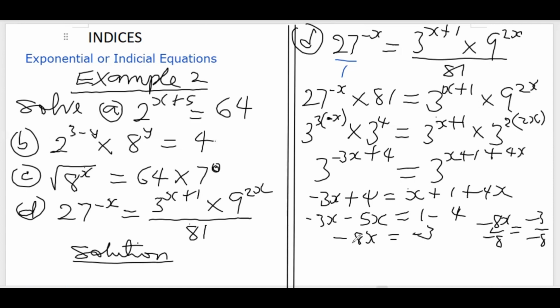So from there, we see that minus 8 cancels minus 8. Minus divided by minus is plus, just like the law of multiplication. Minus times minus is plus. Minus divided by minus is plus. So we have x to be 3 over 8. That's the answer for example 2.